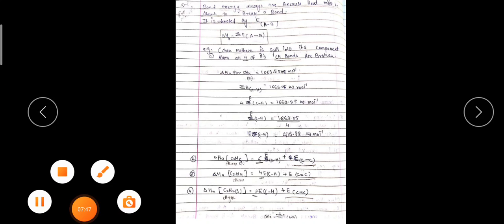Then bond dissociation energy, that part we will see in the next lecture. Here we will stop. Thank you.